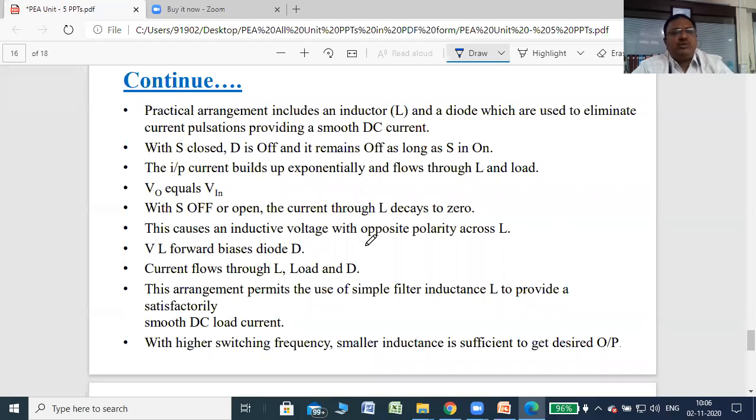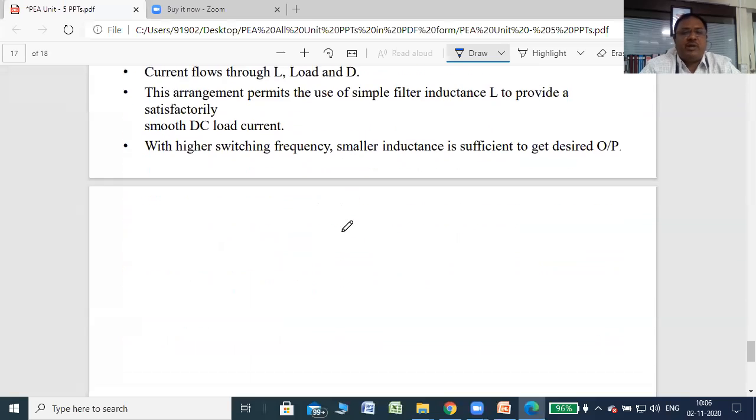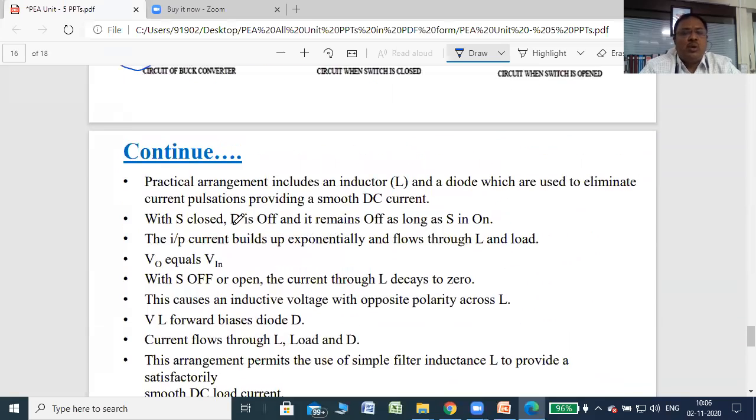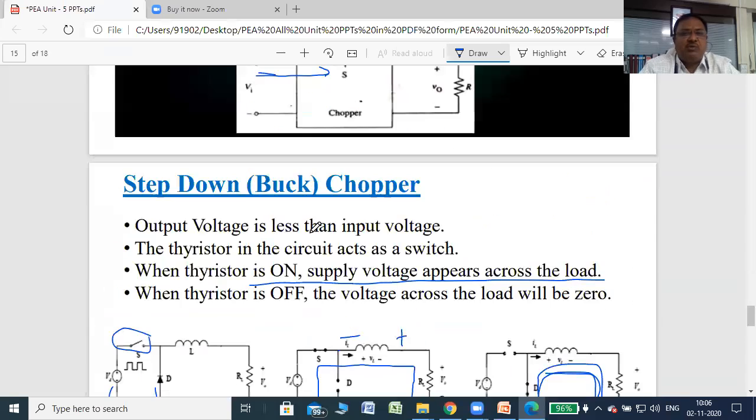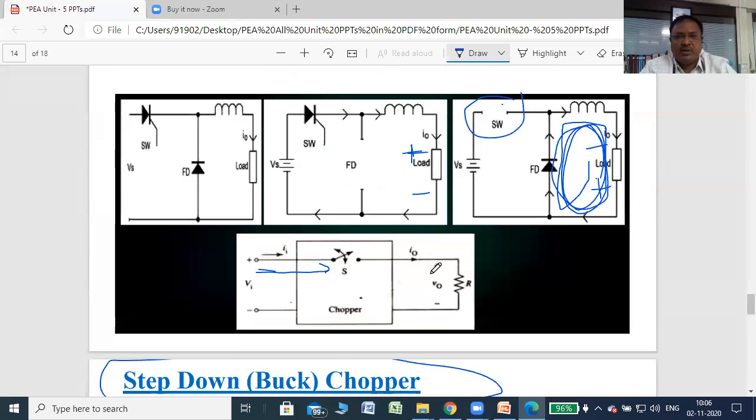With S closed, D is off and it remains off as long as S is on. Then the input current builds up exponentially and flows through L and the load, V0 equal to V. This is actually the working of this particular circuit, what I already explained to you, right? So this is the step down chopper, also called a buck chopper or buck converter.